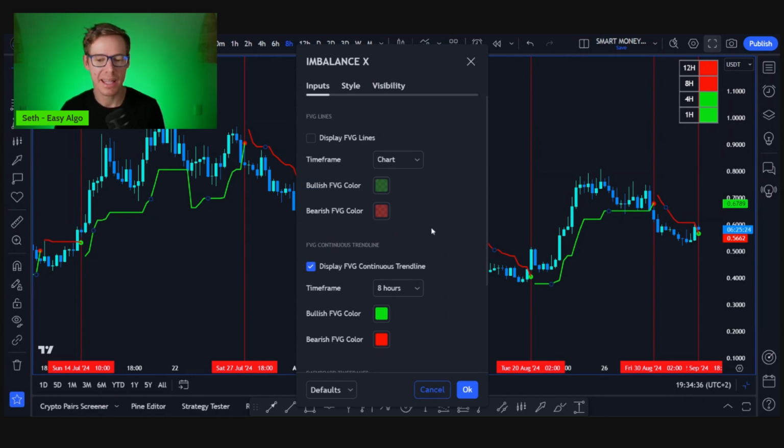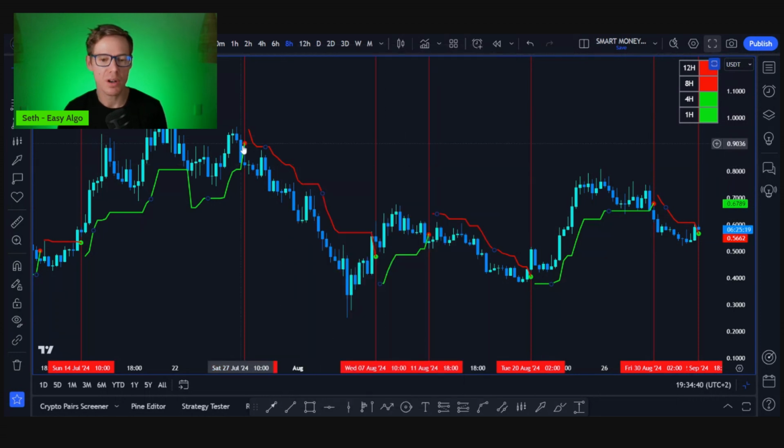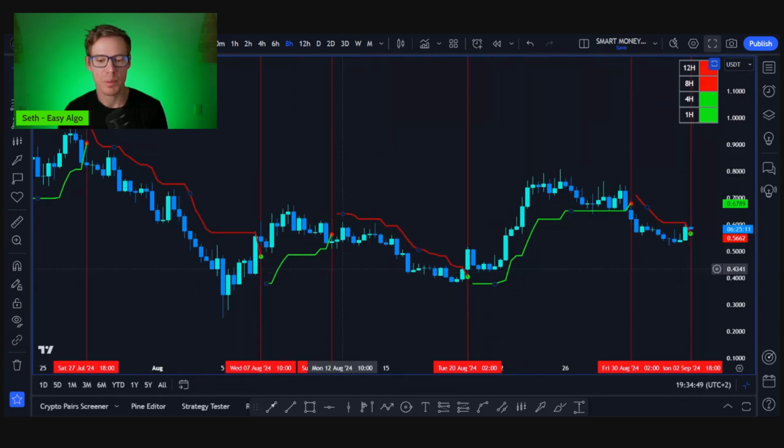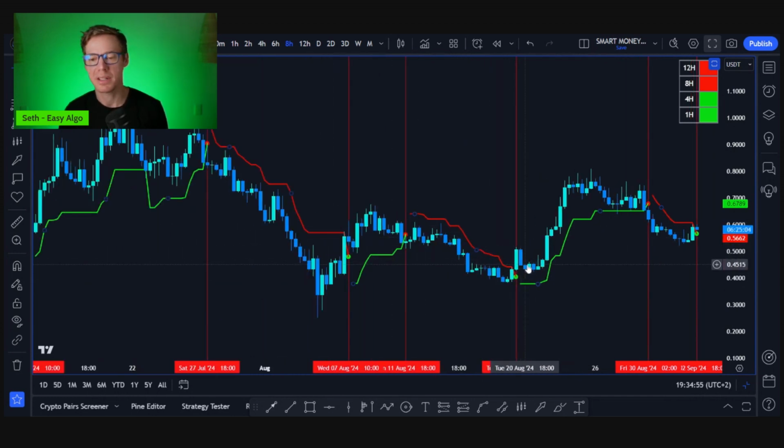So basically, it's just showing us fair value gap trend lines, and it's measuring the start of the fair value gap till the start of the next fair value gap. And the space in between is the round trip. So when we get a green dot, it's the start of a bullish round trip. When we get a red dot, it is the start of a bearish round trip.